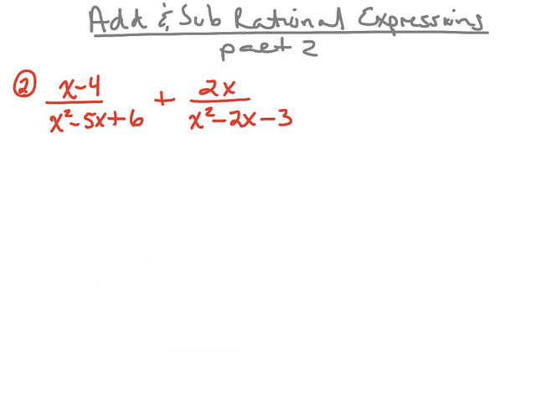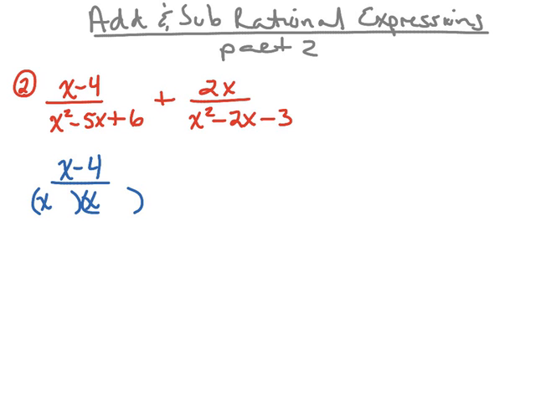Alright, example number 2, we're going to be adding these two rational expressions. However, before I can add, I've got to have common denominators, and at this point I don't have those common denominators yet. So what I'm going to do first is go ahead and take those two denominators and rewrite them in its factored form. So in other words, x squared minus 5x plus 6, I'm going to rewrite that so that it's in its factored form. We know that an x times an x will give me the x squared.